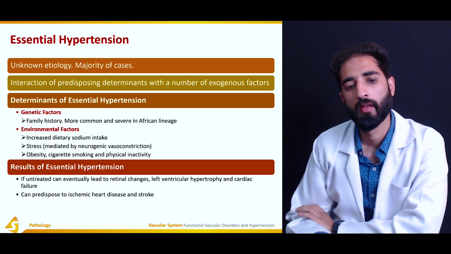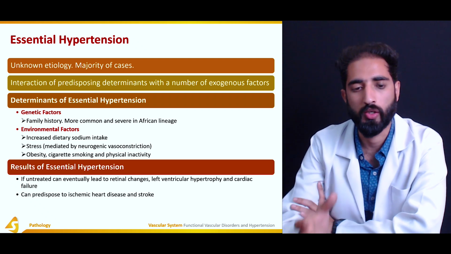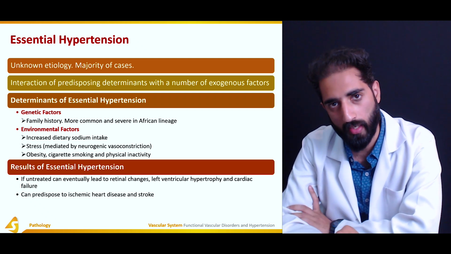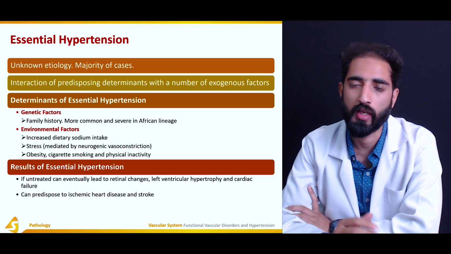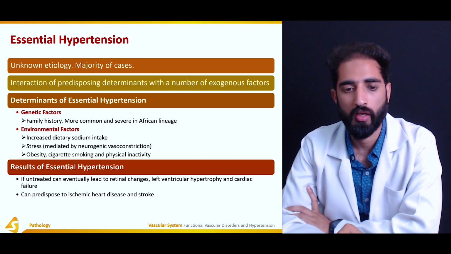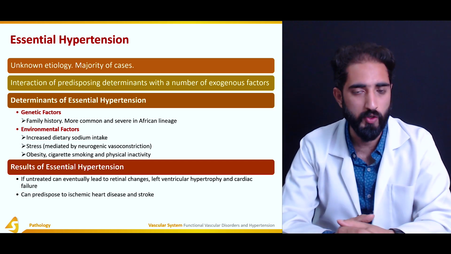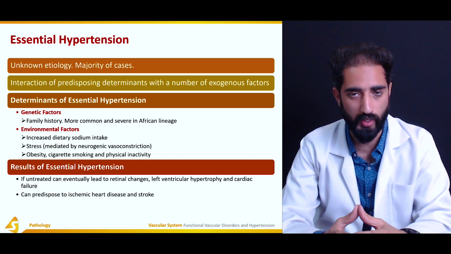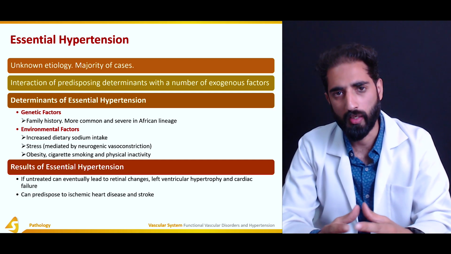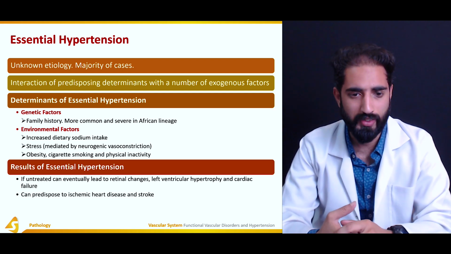So what are the determinants or risk factors of essential hypertension? They include the genetic factors as well as environmental factors. So genetic factors include the family history, more common and severe in African lineage, but these genetic factors are non-modifiable risk factors, but environmental risk factors can actually be modified. So they are modifiable risk factors, which include dietary sodium intake.